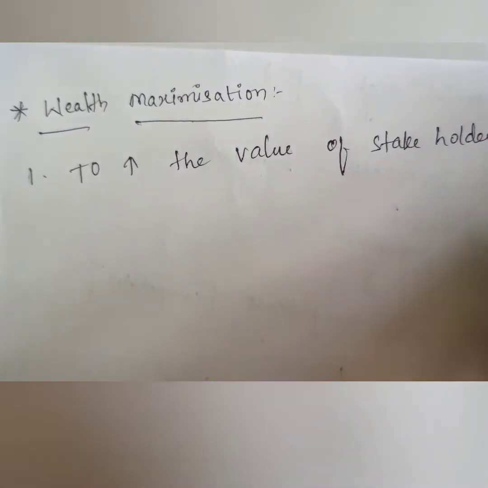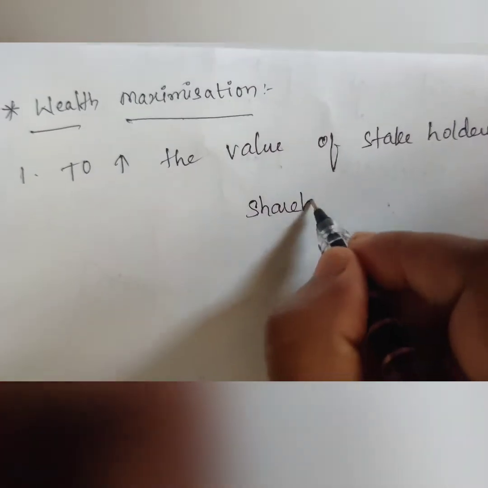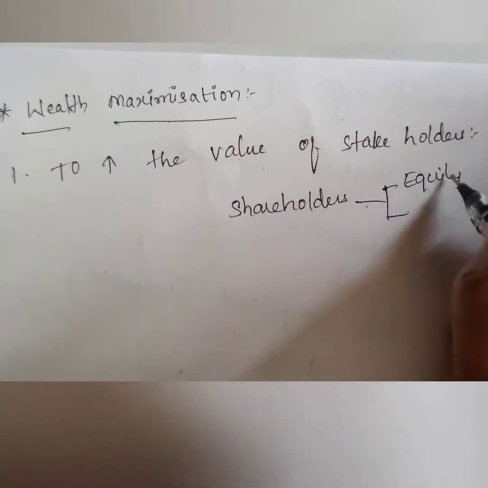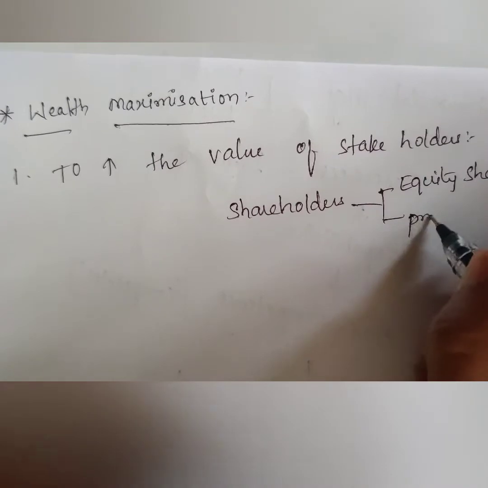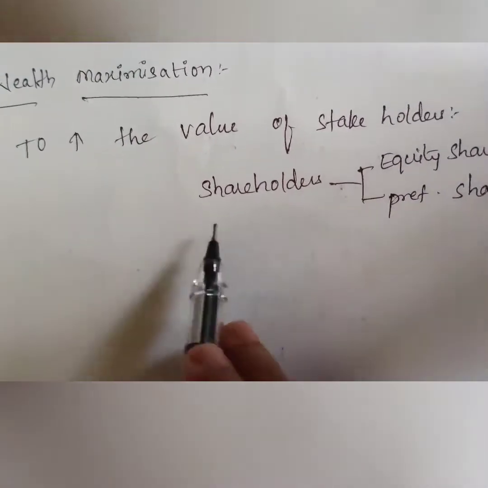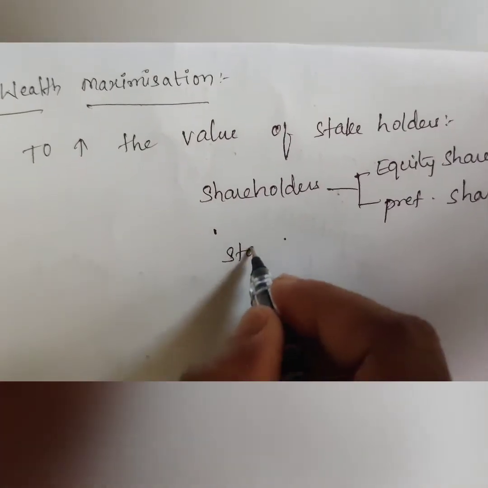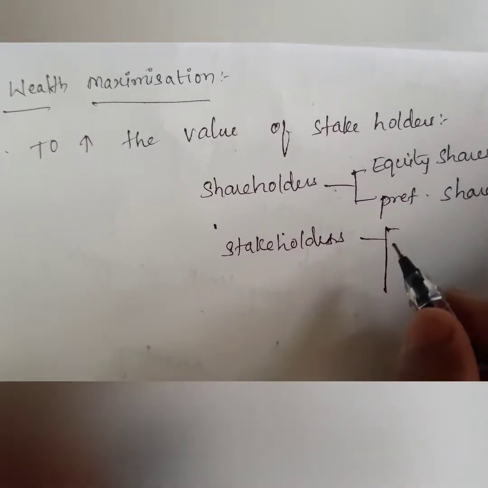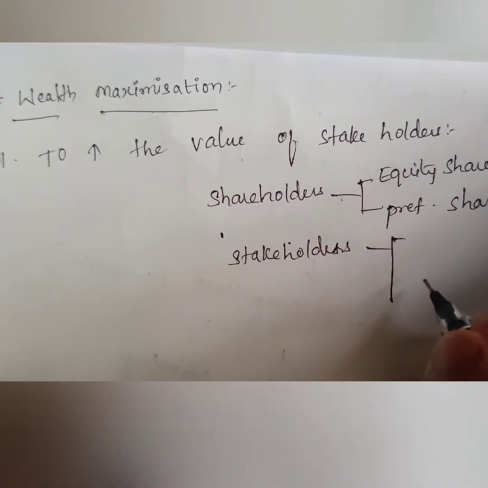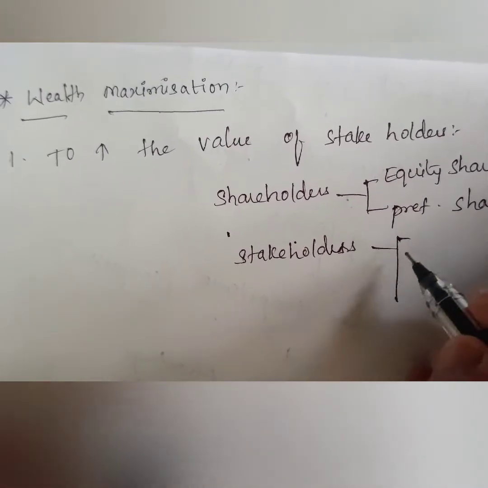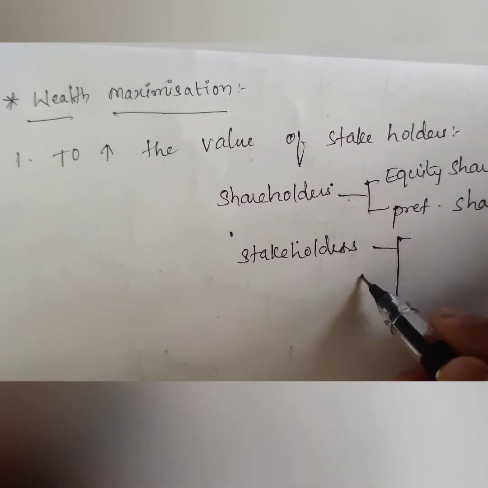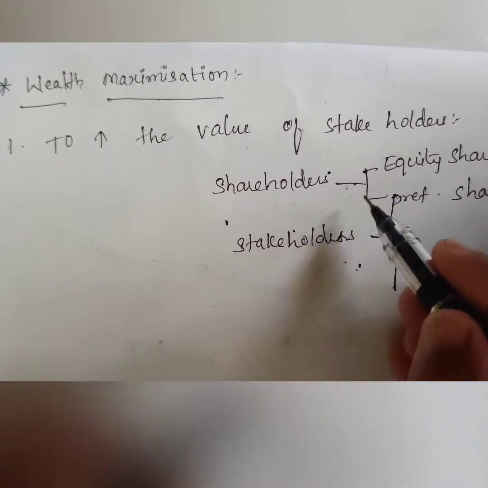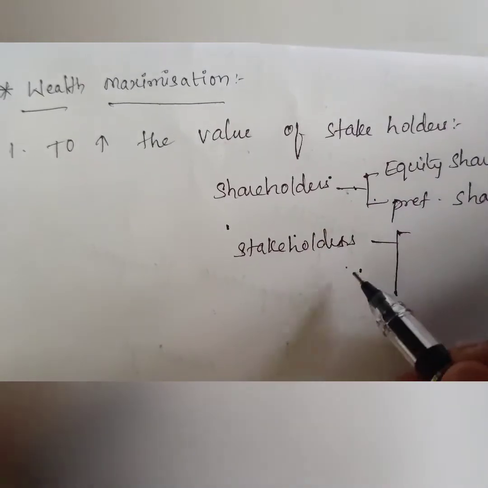so who are stakeholders? Usually people will think of them as shareholders. Shareholders are the holders of equity shares or preference shares of the company. But when it comes to stakeholders, all the entities which are directly or indirectly related to your company are considered stakeholders. So shareholders are a part of stakeholders, but stakeholders are not all shareholders. All shareholders are stakeholders, but all stakeholders are not shareholders.